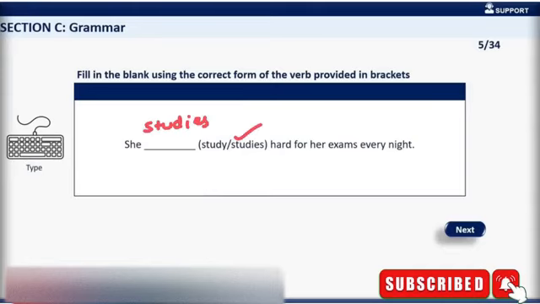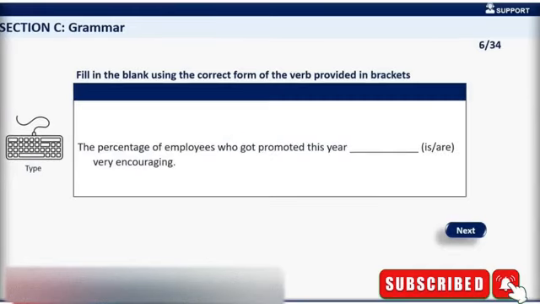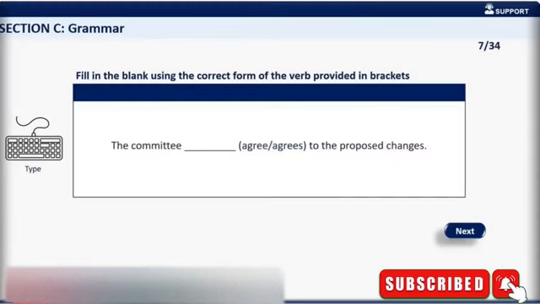Moving on to the next one. The percentage of employees who got promoted this year dash is or are very encouraging. The correct answer is is very encouraging. Okay. Moving on to the next one. The committee dash to the proposed changes. Agree or agrees? The correct answer is agrees. The committee agrees to the proposed changes.